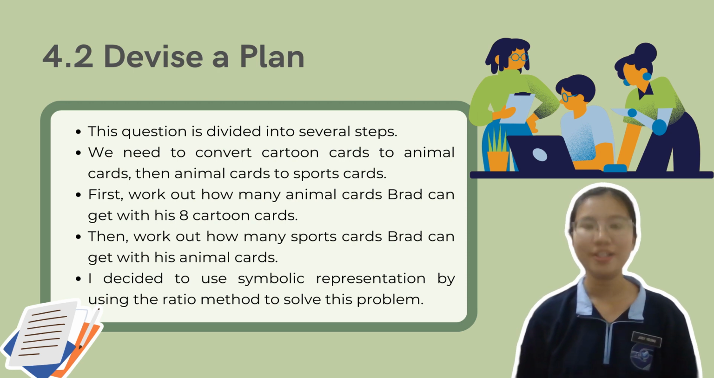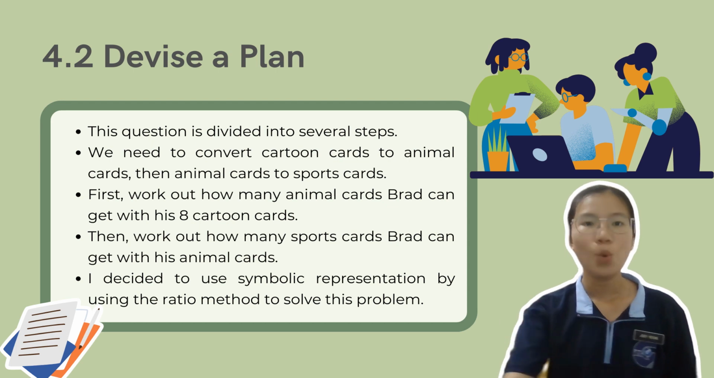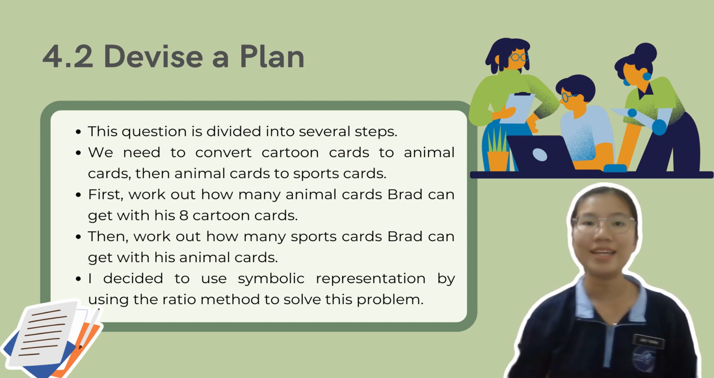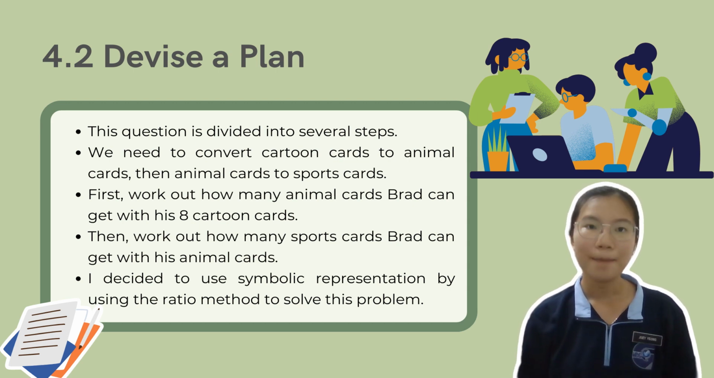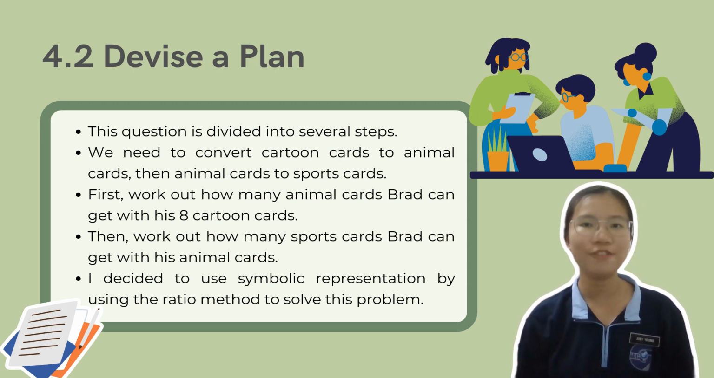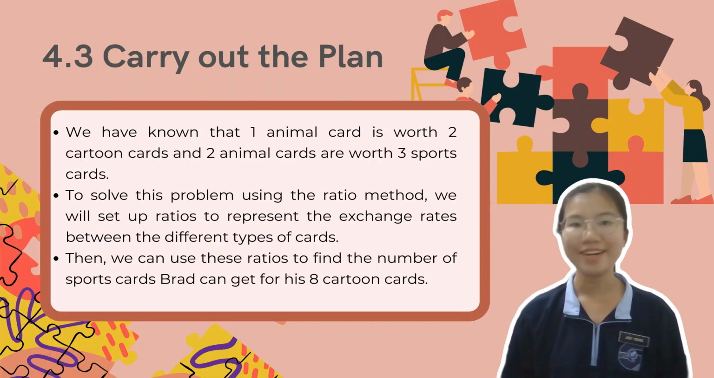Next, we need to devise a plan. This question is divided into several stages. We need to convert garden cards to animal cards, then animal cards to sport cards. First, work out how many animal cards Brett can get with his 8 garden cards. Then, work out how many sport cards Brett can get with his animal cards. So, I decided to use symbolic representations by using the ratio method to solve this problem.